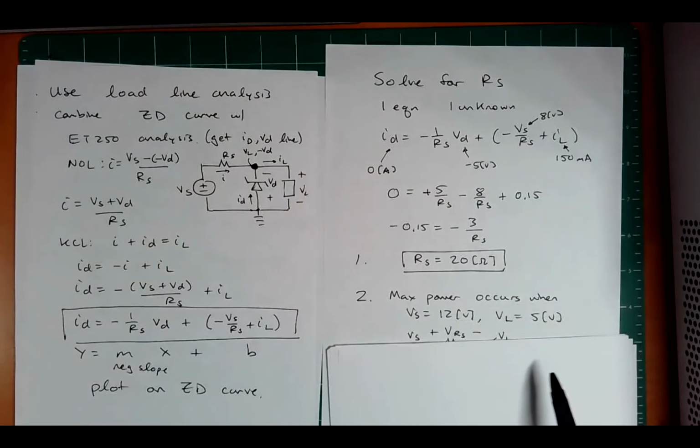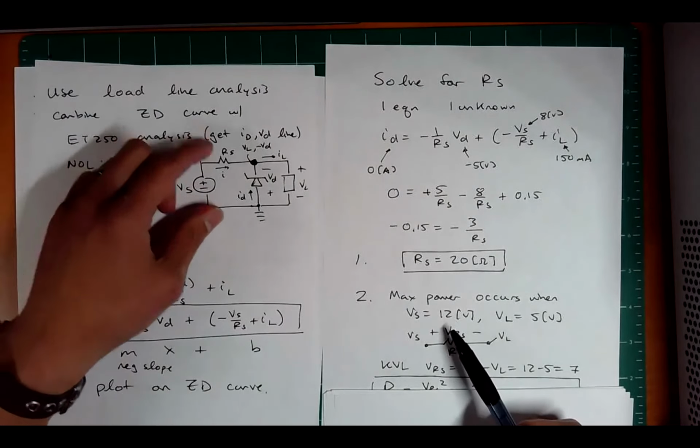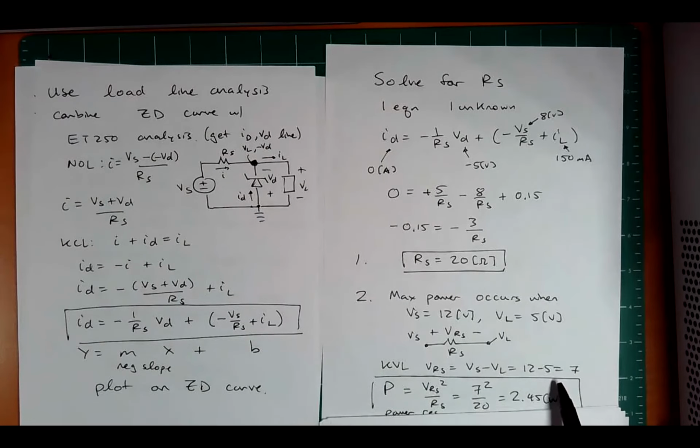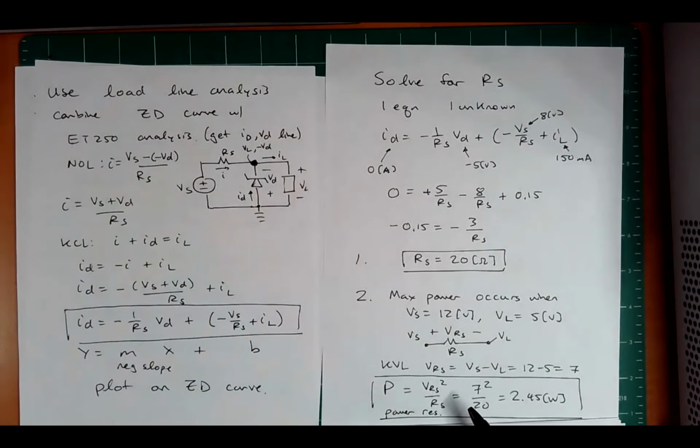That's nice. Now, the last thing it asks is, what's the max power? Well, let's say this now goes up to 12 volts. This stays at 5 volts. By KVL, we're going to have a 7 volt drop across here. That's easy. Just use your power equation: V squared over R, 7 squared over 20. 2.45 watts is the worst case power that this is going to see if you maintain that operating range.